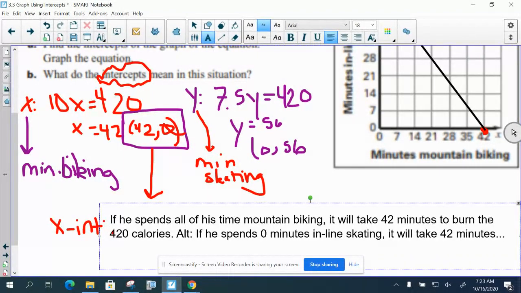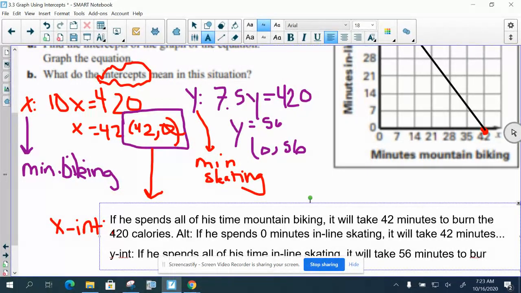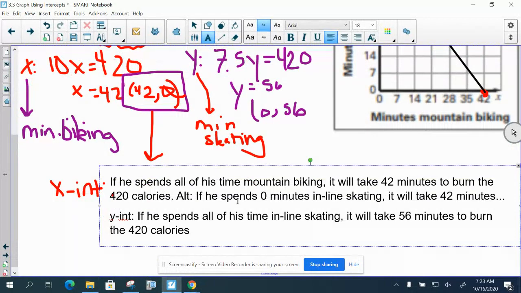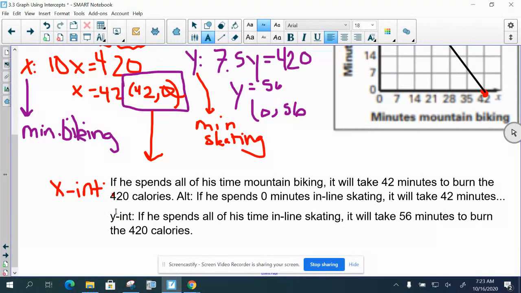For the y-intercept, it's going to just be the opposite. So if he spends all of his time inline skating, it will take 56 minutes to burn his goal of 420 calories. Okay, so if he spends all of his time doing the inline skating, it's going to take longer for him rather than mountain biking. So skating doesn't burn calories as quickly.